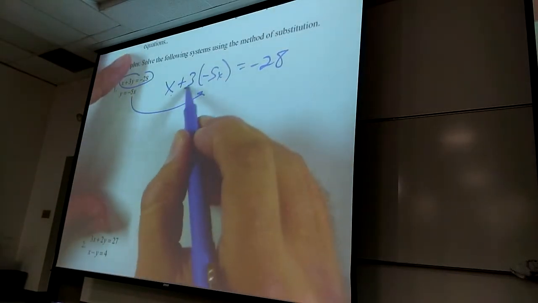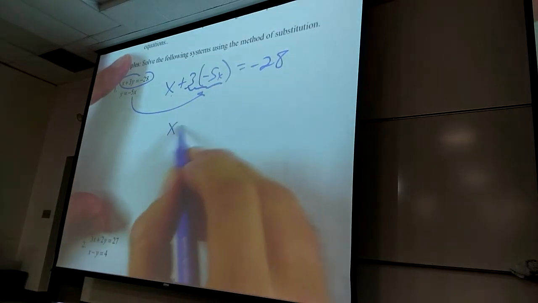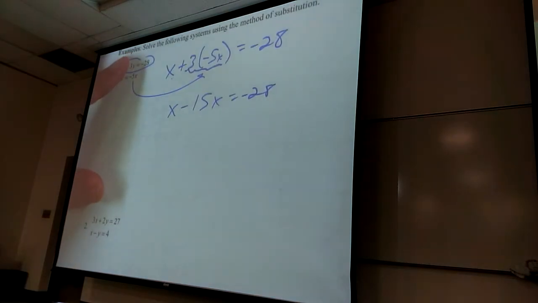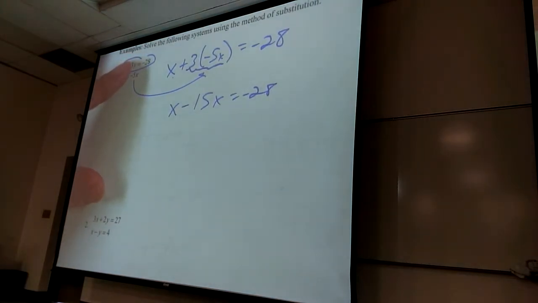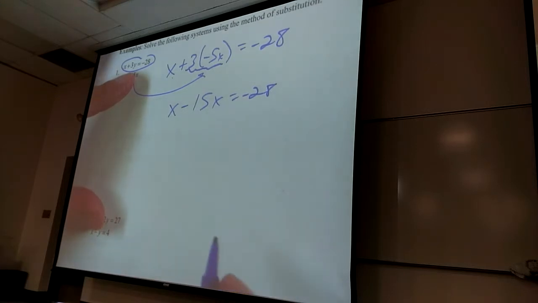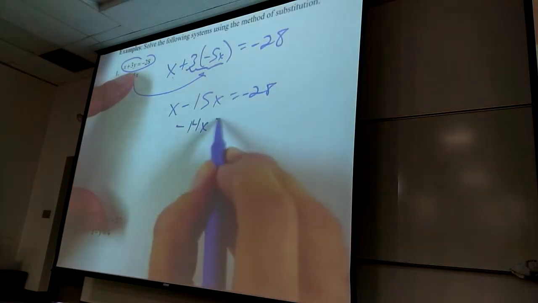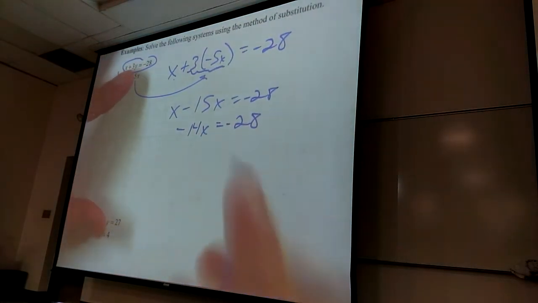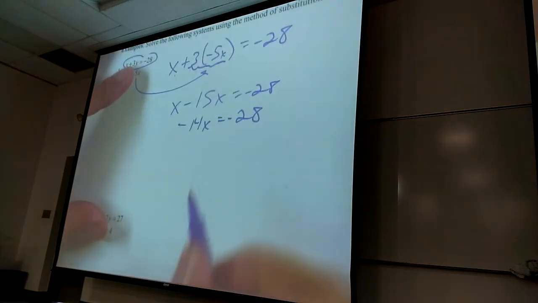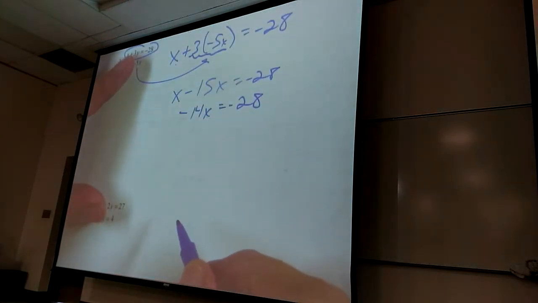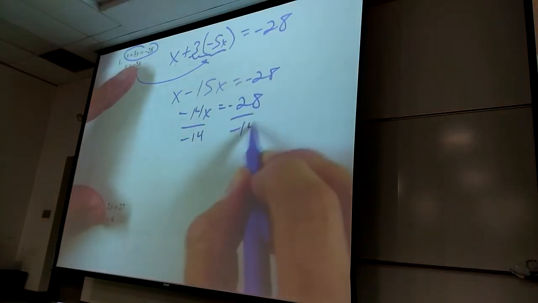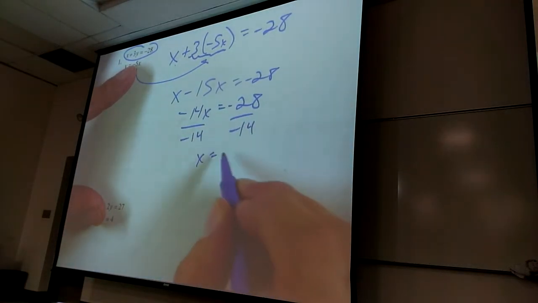So what's 3 times negative 5x? And what's x minus 15x? Negative 14. No, it's negative 14x. I like how I paused and just let you guys make mistakes. You had it right the first time, but it didn't stop you. And then, of course, divide by negative 14. You get 2.